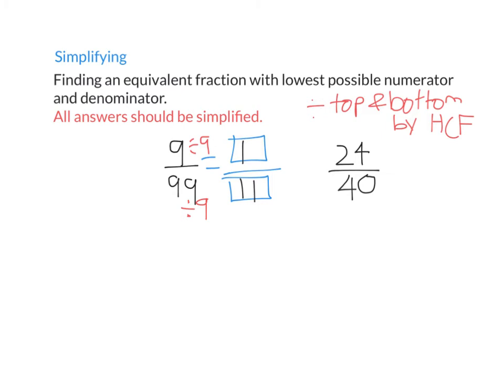0.909090 recurring. They would occupy the same position on the number line, but this one is said to be simpler because it has a lower numerator. It also has a lower denominator. So let's simplify 24 over 40.